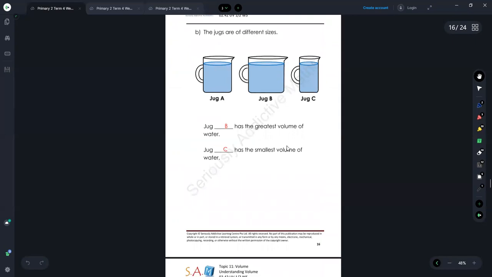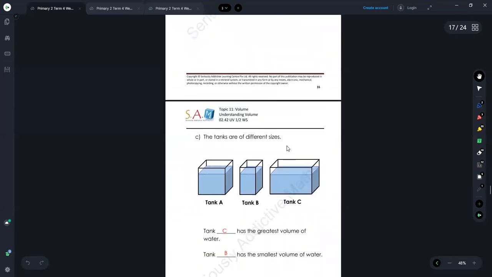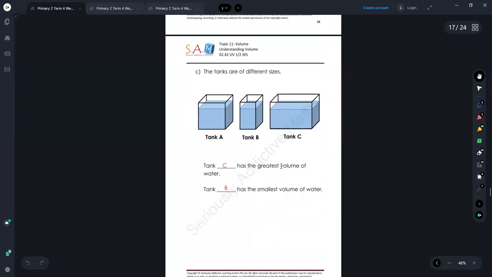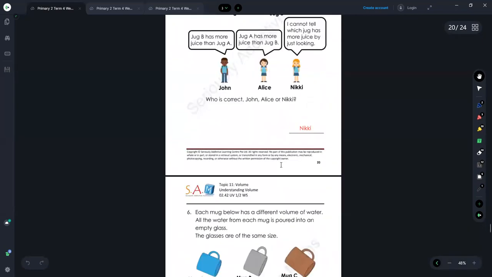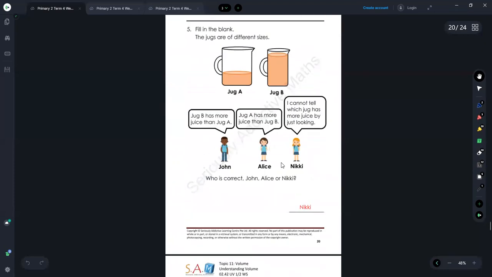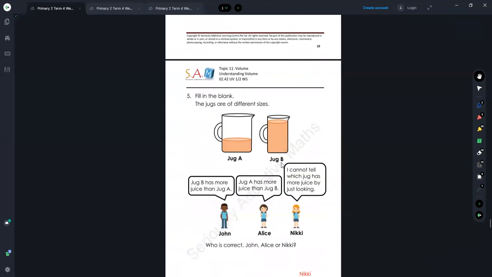Okay, containers of different size, but the water level is the same. So in that case, if the water level is the same, the height is the same, then they compare by the size, right? The greater the size, the more volume of water it has. All right, so quite straightforward here. And then let's see.